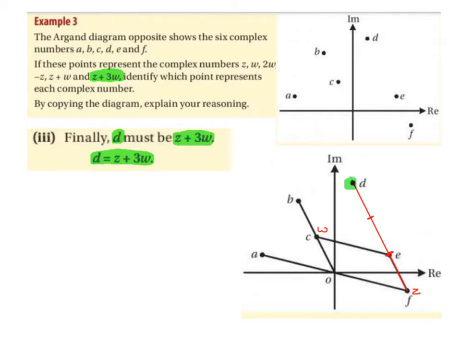Obviously, that's the only one that's left, but we can also confirm it by drawing a line from F to D and breaking it into 3 parts. So if from O to C is W, then from F to E is 1, 2, 3 W's. So we've got Z plus 3W.